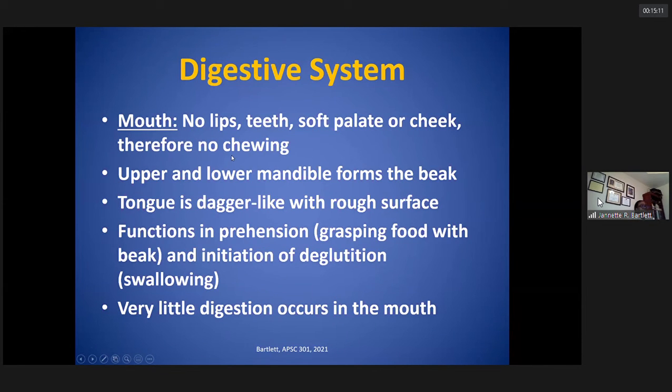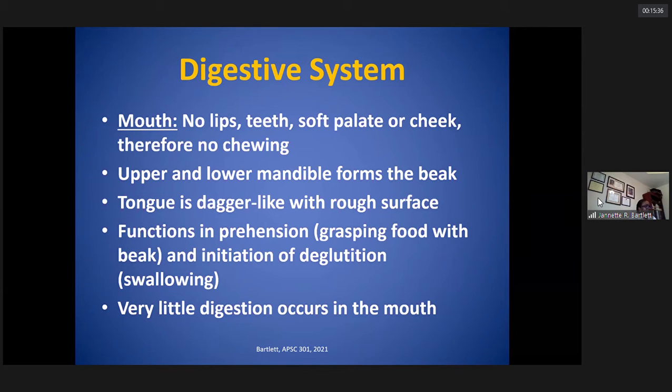Okay, so we said we're going to take each part and go through the parts so that you see what role it plays in the digestive process. So we know that chickens do not have teeth. We know they do not have lips, soft palate, or cheek. Therefore, they cannot chew. So if they do not have all of those parts in the mouth, they cannot chew. Therefore, the beak is important.